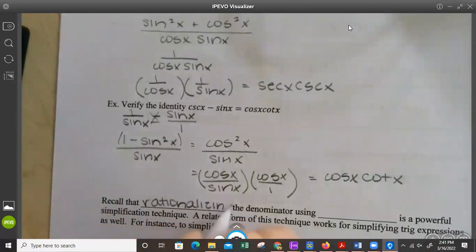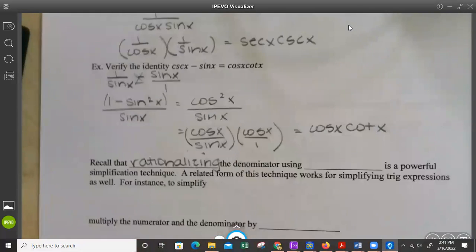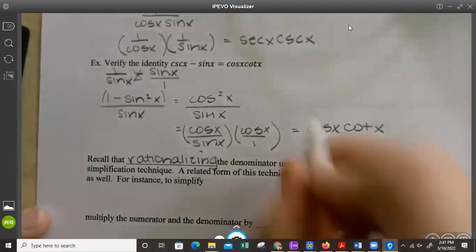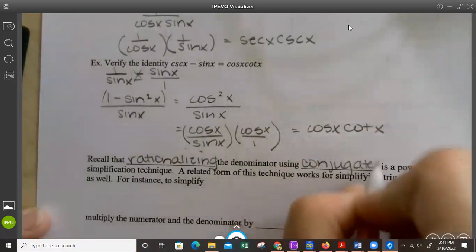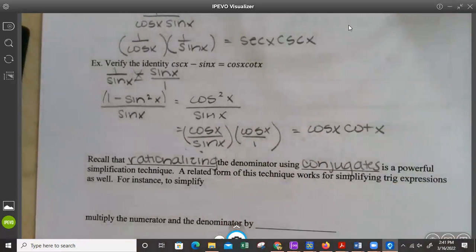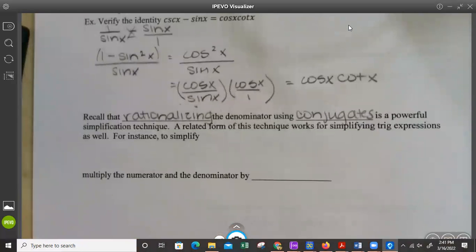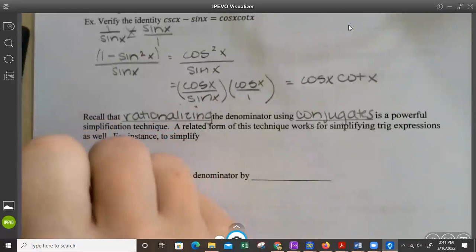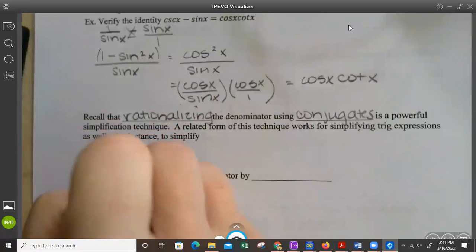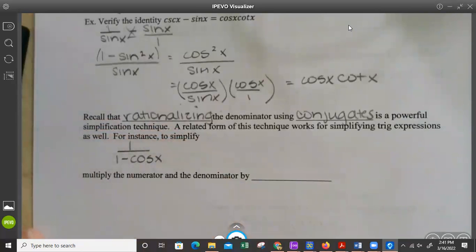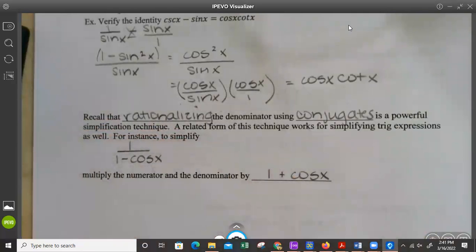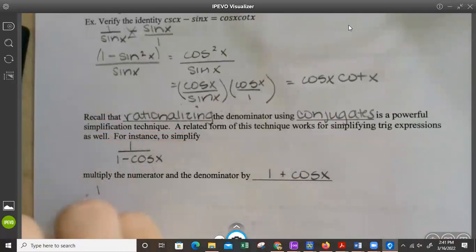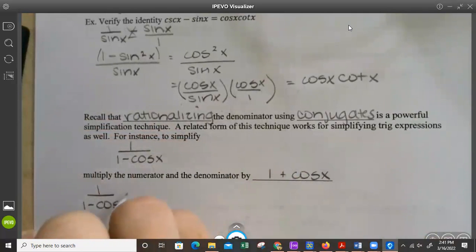Recall that rationalizing the denominator, which we have been doing with the square roots using conjugates, we did all day yesterday and within our homework today, is a powerful simplification technique. A related form of this technique works for simplifying trig expressions as well. For instance, to simplify 1 over 1 minus cosine x, multiply the numerator and the denominator by 1 plus cosine x. We've already done this, so we're going to write that out now.